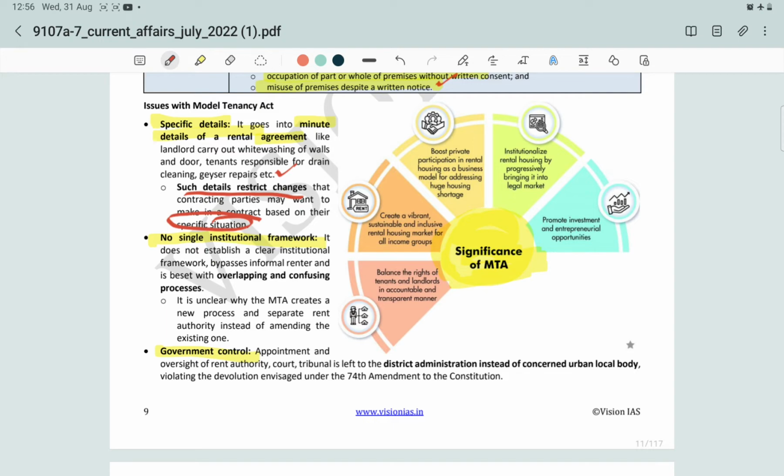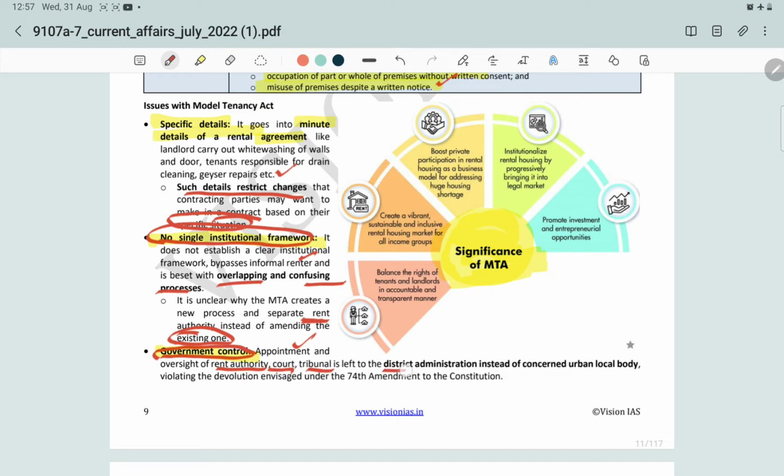and there is also no single institutional framework. It does not establish a clear institutional framework, bypasses the informal rental market, and is beset with overlapping and confusing processes. It is unclear why the MTA creates a new process and a separate rent authority instead of amending the existing one. There is also government control, that is, appointment and oversight of the rent authority.